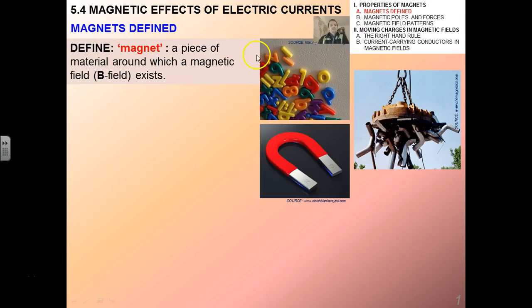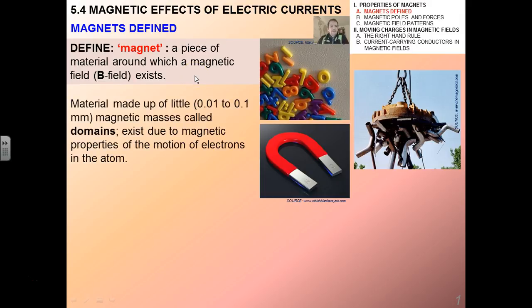So we'll start off by just defining what a magnet is. A magnet is simply a piece of material around which a magnetic field exists, and we use the term B field for magnetic fields, okay? And it's a vector field, all right?